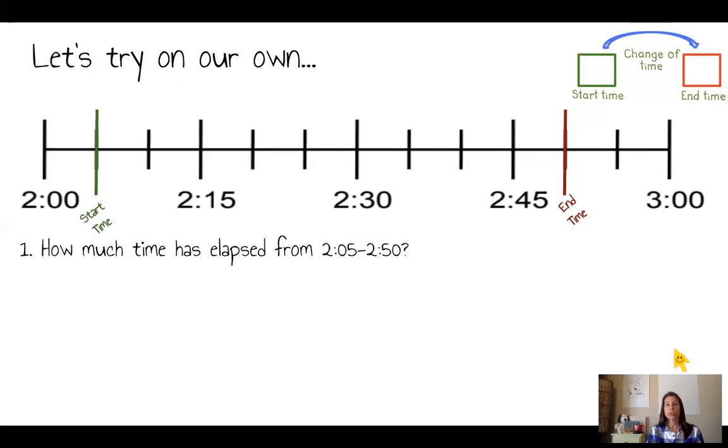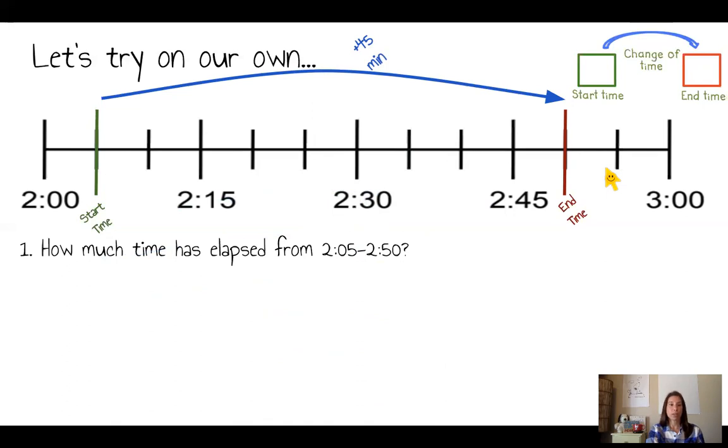2:05 and 2:50. Very good. Now, all we need to do is count by 5s and figure out the change of time. So here we go. Count with me at home. Count by 5s. We all know how to do this. Ready? 5, 10, 15, 20, 25, 30, 35, 40, 45. So 45 minutes is going to be our change time.